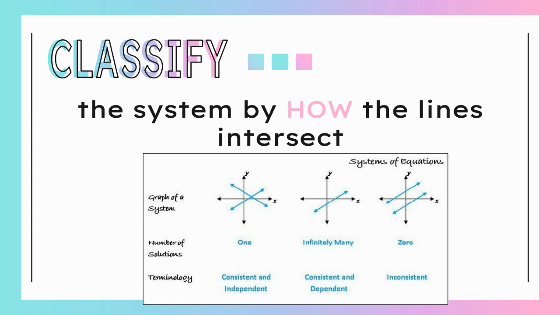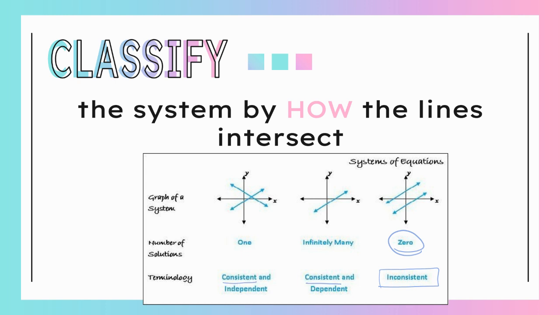Okay, we have a couple of different types of lines that we're talking about here. For example, if we have two parallel lines, those lines are not going to cross ever, and we're going to have 0 points of intersection. Therefore, there's no solution to that system, and that system is classified as being inconsistent.